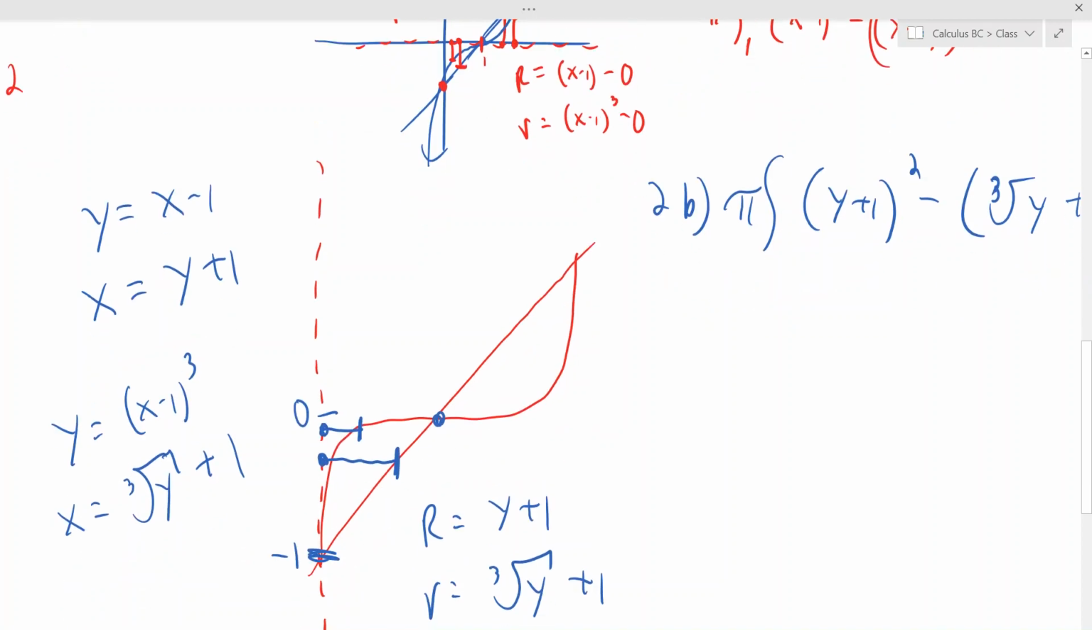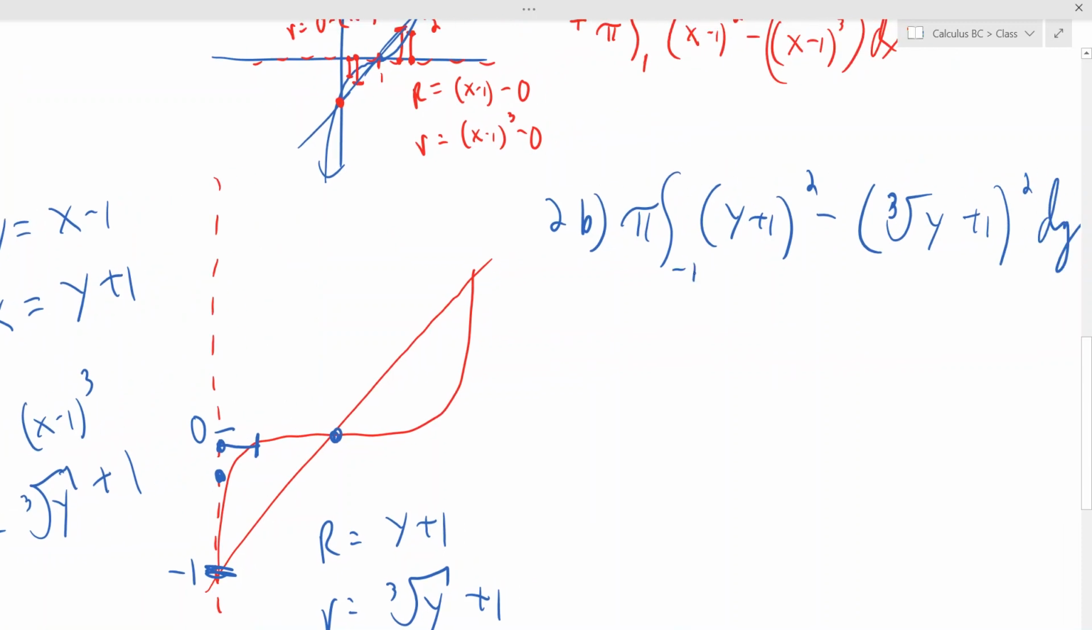So that's where those little radii are going to start. Okay, they're going to start here, and they're going to go from negative 1 all the way up to 0 is what's going to happen with them. Okay, now I'm going to erase that because it looks all junky. But so we're going to go from negative 1 to 0.